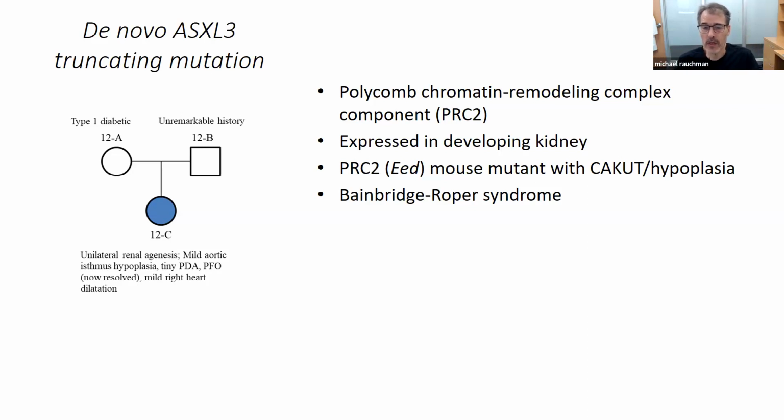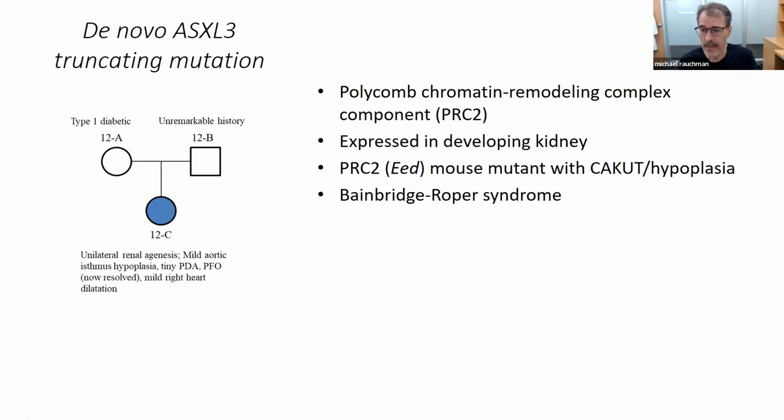So one thing we do is we look, well, is there biological plausibility here? So this gene ASXL3 is expressed in the developing kidney in these progenitor stem cells. So it's at least present in the developing kidney at a point where it could cause a defect. We know from studying mouse models that other components of this complex, when they're defective, cause CAKUT or cause hypoplasia of the kidney.